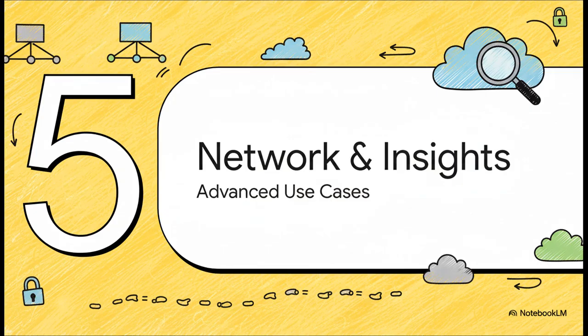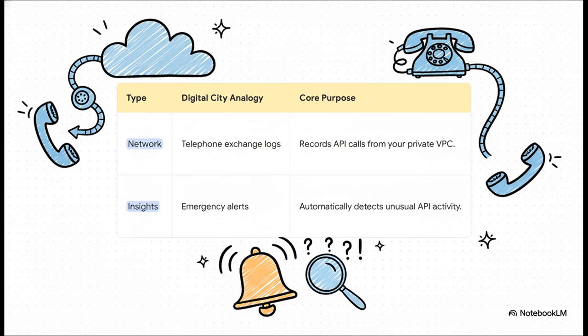Okay, we've covered the two main types. Now let's just take a quick look at two more specialized event types that are really built for more advanced auditing and security. Network events, they're kind of like the city's telephone exchange logs. They specifically track API calls that start from inside your private network, your VPC, and go out to an AWS service.